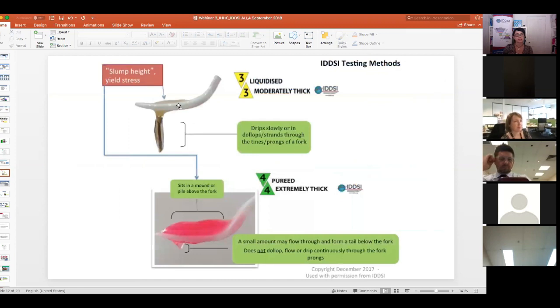So within the testing methods document, we've got a couple of pictures to also help there. So with a level 3, liquidized or moderately thick, you can see just a very small tiny mound above the fork, and you can see it dripping slowly in dollops or strands through the tines of the fork. The extremely thick liquid, on the other hand, has a big mound above the fork and just a small tail below the fork.